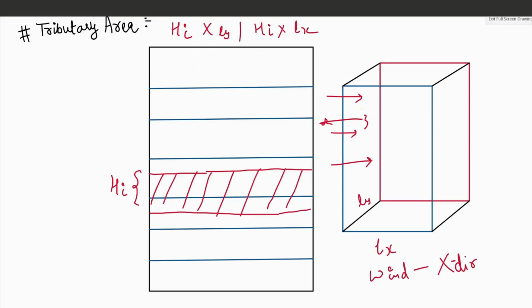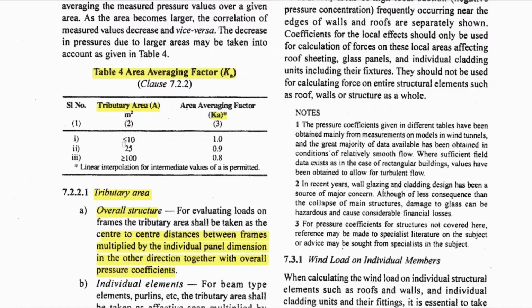So let's move to Table 4. If the tributary area is equal to 10, then we take the value of Ka as 1. If it is 25, then 0.9, and if it is 100, then 0.8. If the tributary area is between 10 and 25, or between 25 and 100, then we calculate the value through linear interpolation. Linear interpolation for intermediate values of Ka is permitted. Like this we calculate the value of Ka.